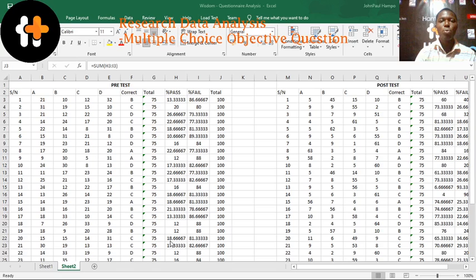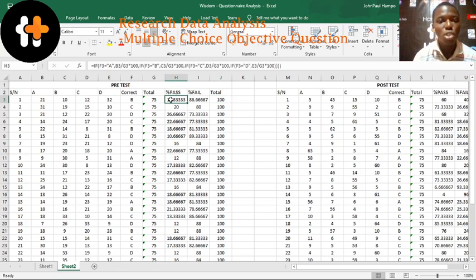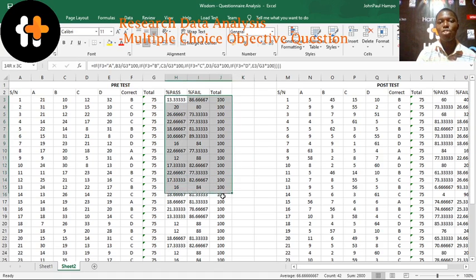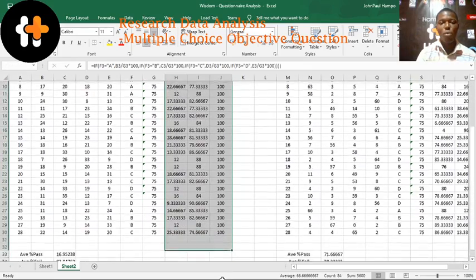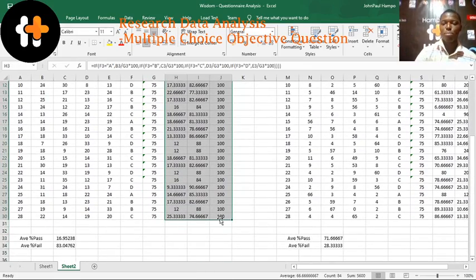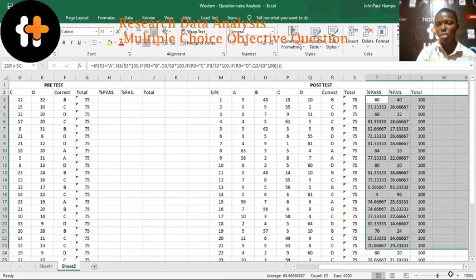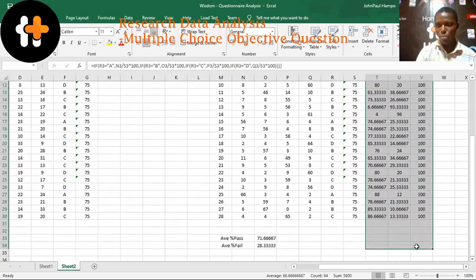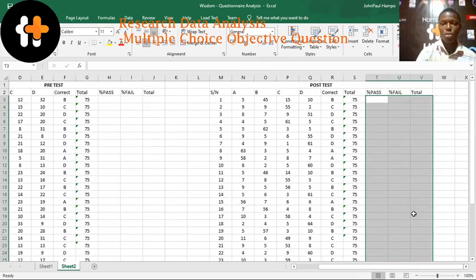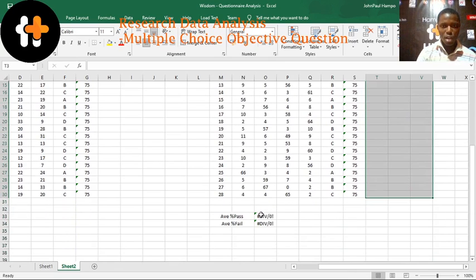Now going to the analysis, we find out that we have these all analyzed, but I'm going to take away everything so that we can do the analysis afresh, and we'll see how we got our answers.